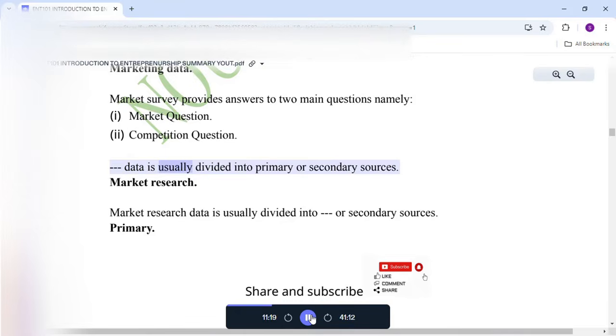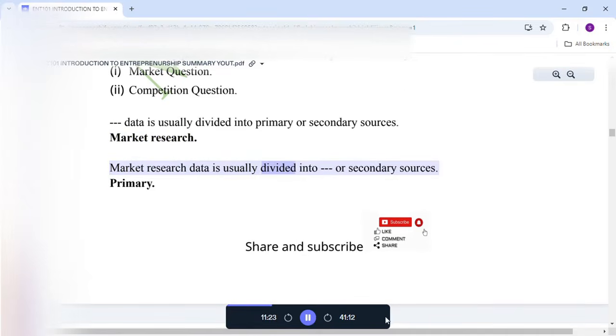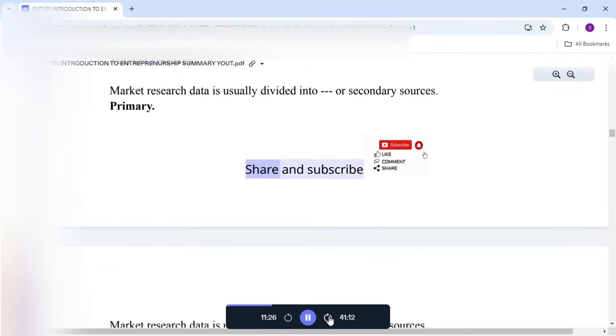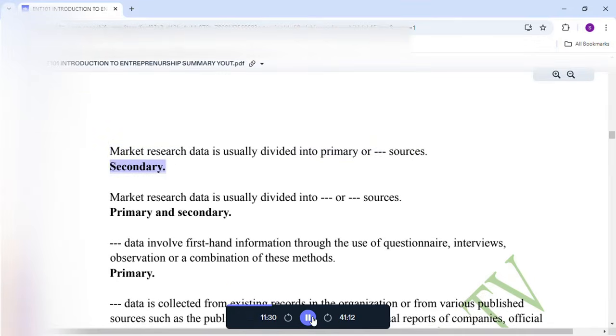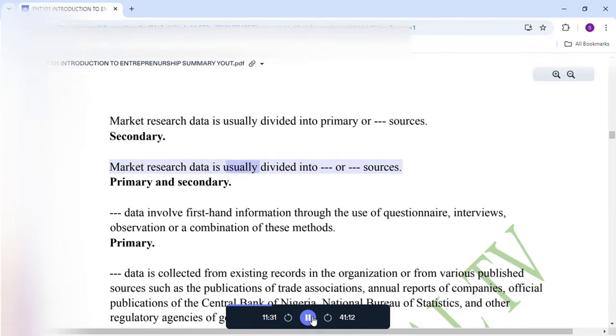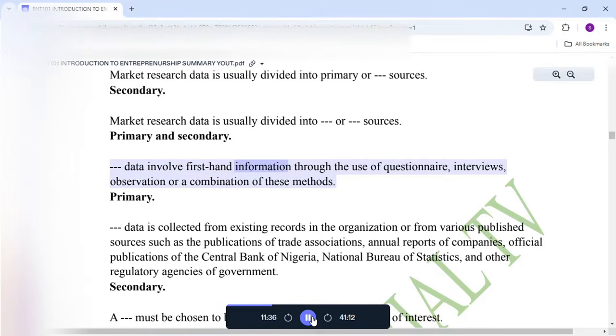Market research data is usually divided into primary or secondary sources. Primary data involve first-hand information through the use of questionnaires, interviews, observation, or a combination of these methods.